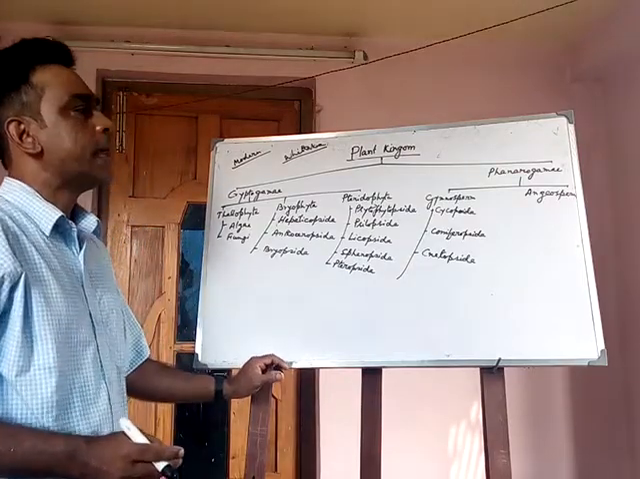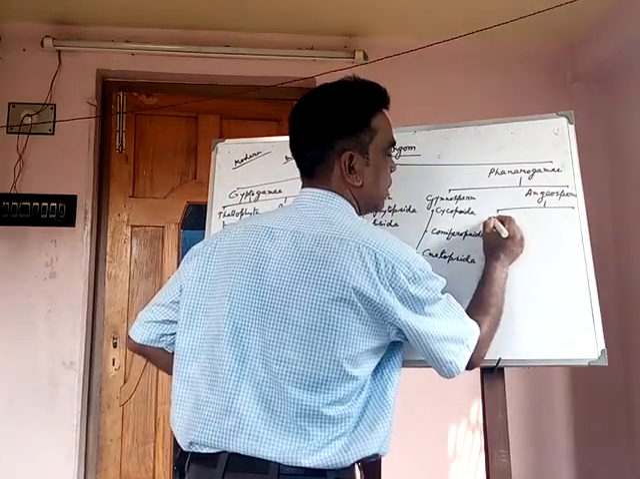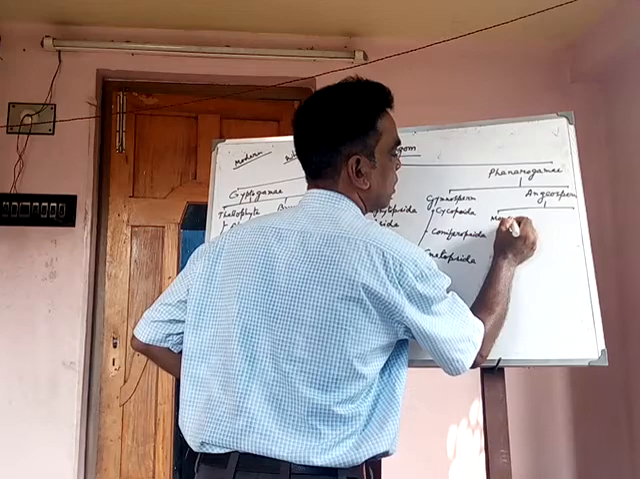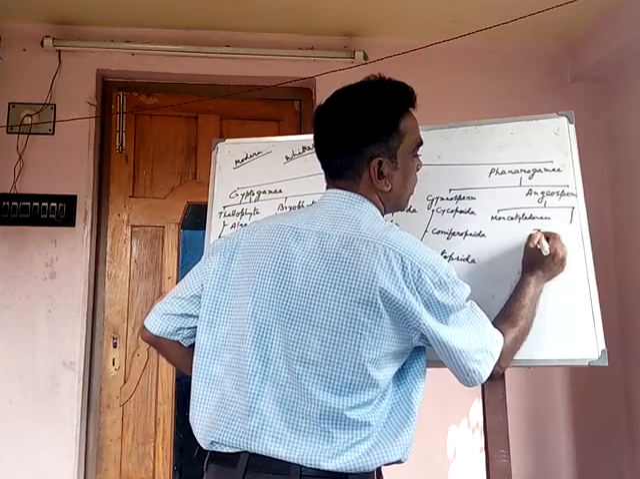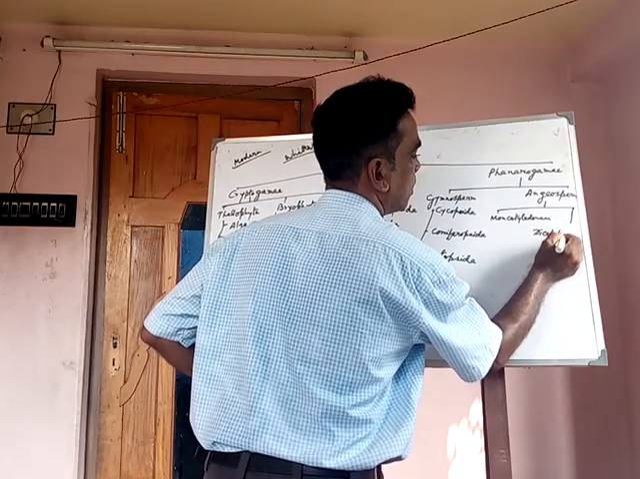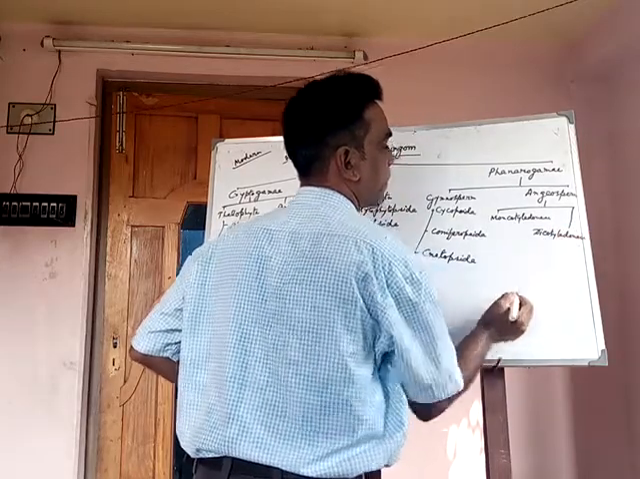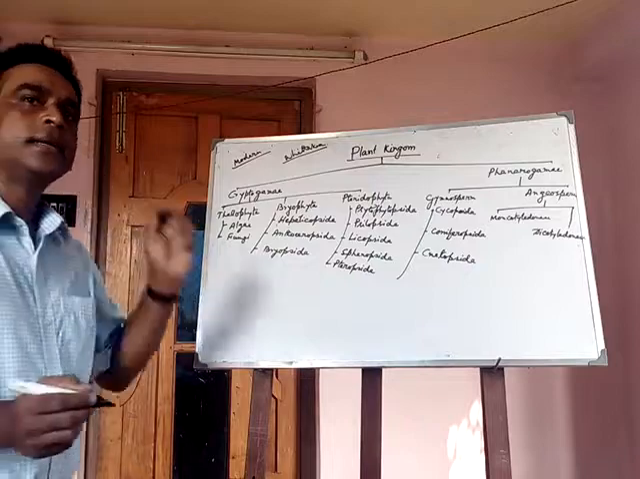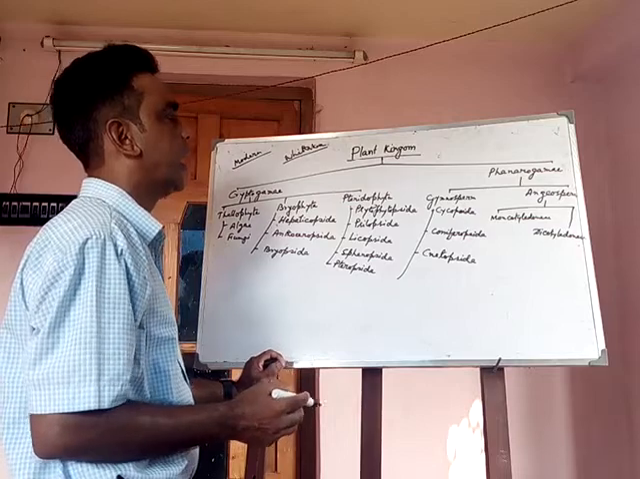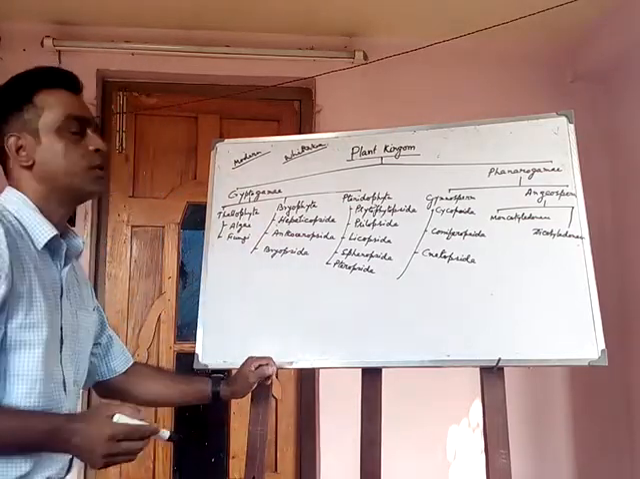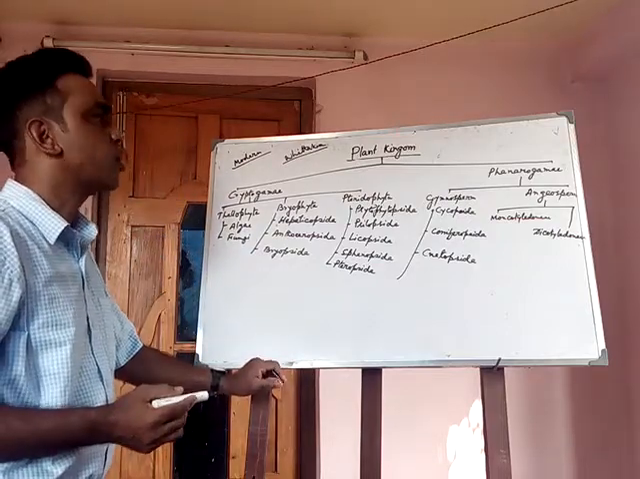Now, angiosperm is divided into two divisions, that is monocotyledon and dicotyledon. All of these groups are classified according to the phylogenetic hypothesis, and it is the modern classification of the plant kingdom.